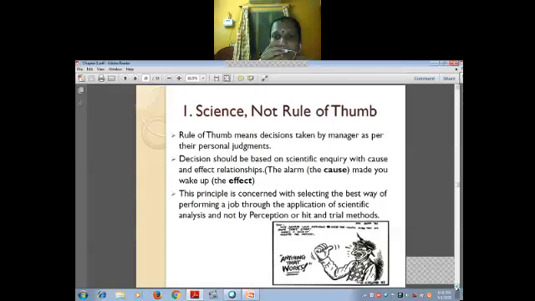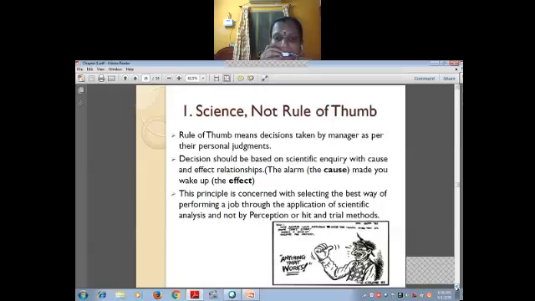Science, not rule of thumb. Rule of thumb means decisions taken by the manager. So all the decisions are taken by the manager only, as per personal judgment. Whatever he is thinking, he only takes decisions, isn't it? Decisions should be based on scientific enquiry, on cause and effect relationships. So whatever decision he is taking, that will affect us, isn't it?